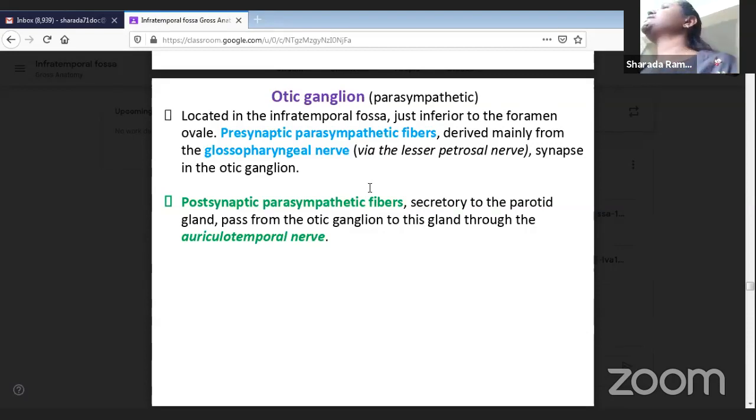Now what happens is, as it comes down, this nerve is very topographically next to the mandibular nerve, as we saw. But then if you see its connections, it is not like that. It gets its fibers from the glossopharyngeal. So it is going to be the ninth nerve, which is going to give the fibers.